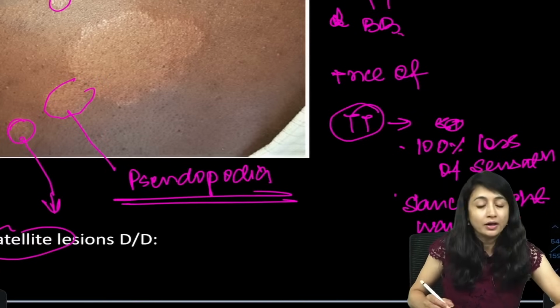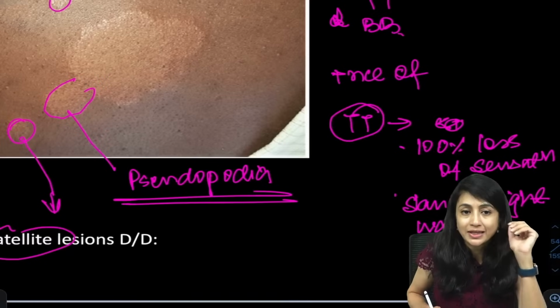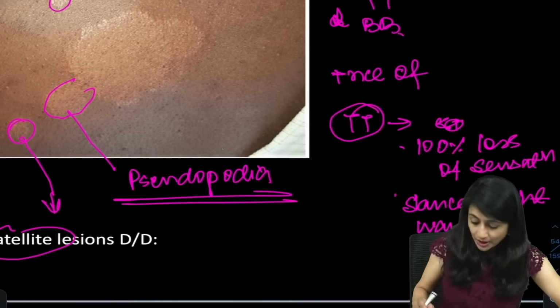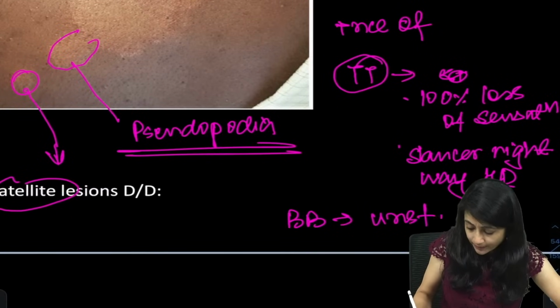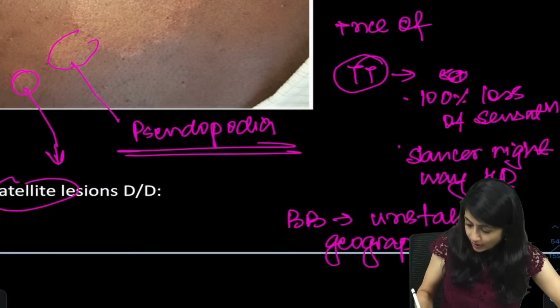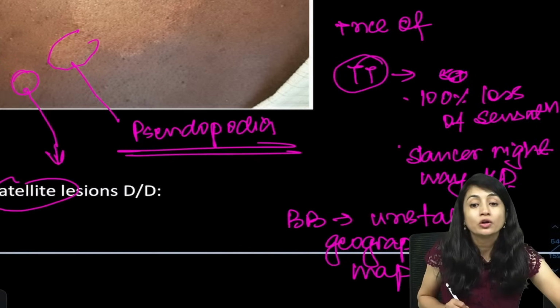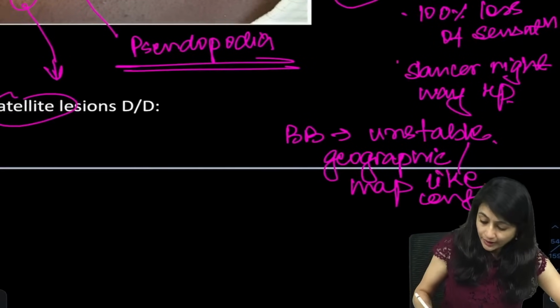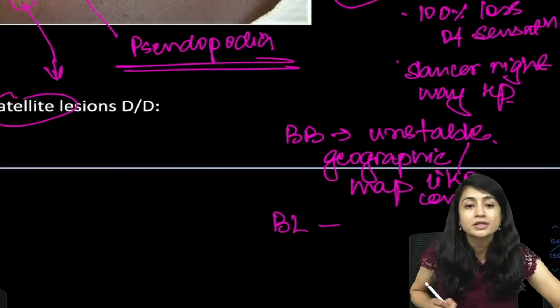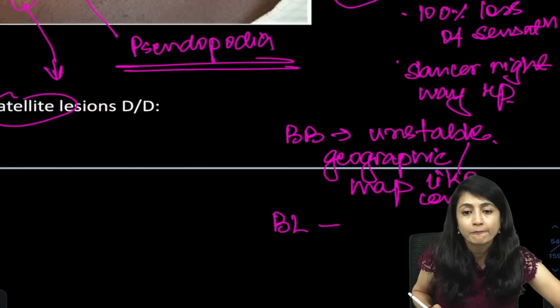Next is BT. BT has pseudopodia and satellite lesions, 1 to 10 lesions. Next is BB. BB is a very unstable kind of leprosy. Here you have geographic or map-like configuration. Then we have BL. What is the classical feature of BL Hansen?